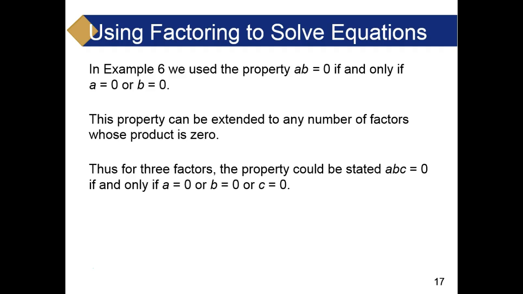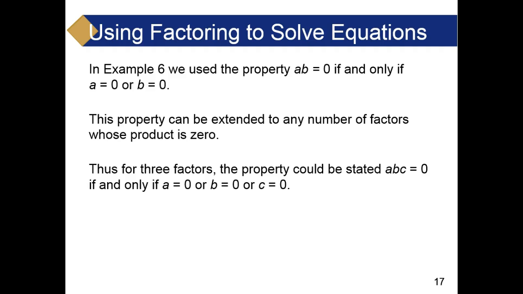Now, in example 6, we used the property, as we've said over and over again, that if a product of two entities, they don't have to be numbers, they don't have to be letters, they could be any two entities, is equal to 0, that's true if and only if one or the other of those has to be 0. You can't give me two entities multiplied together equals 0 and one of them not be 0. You can't do it. This property can be extended to any number of factors whose product is 0.